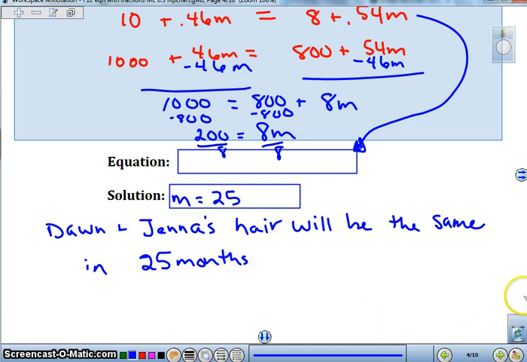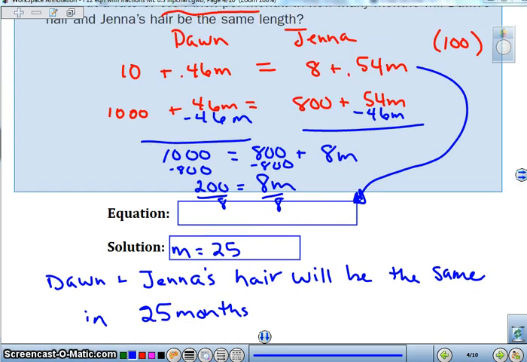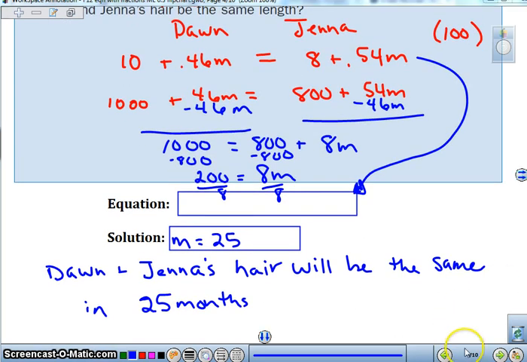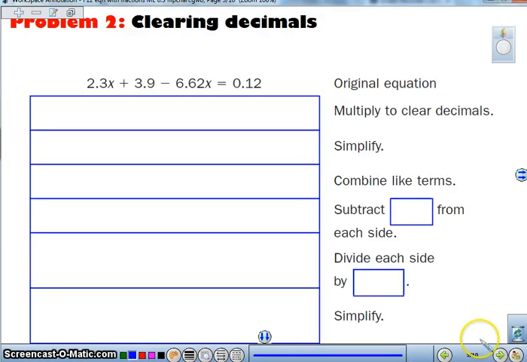Again, if you need to pause this to make sure you have everything written down, you should do so, so your notes are filled in completely.